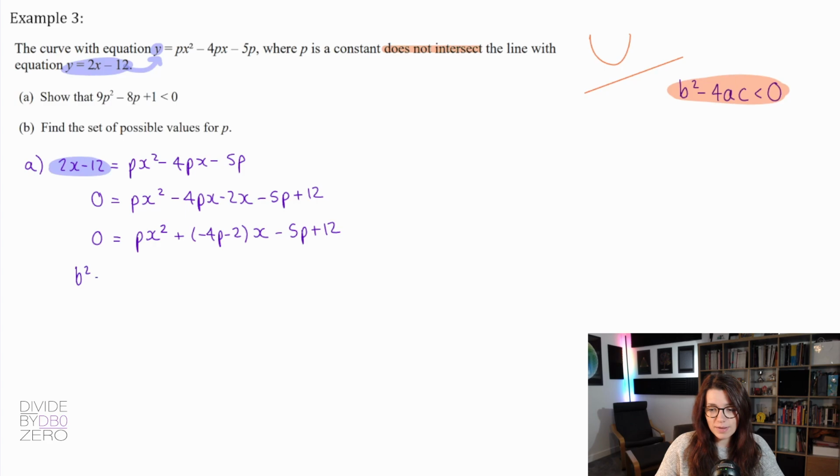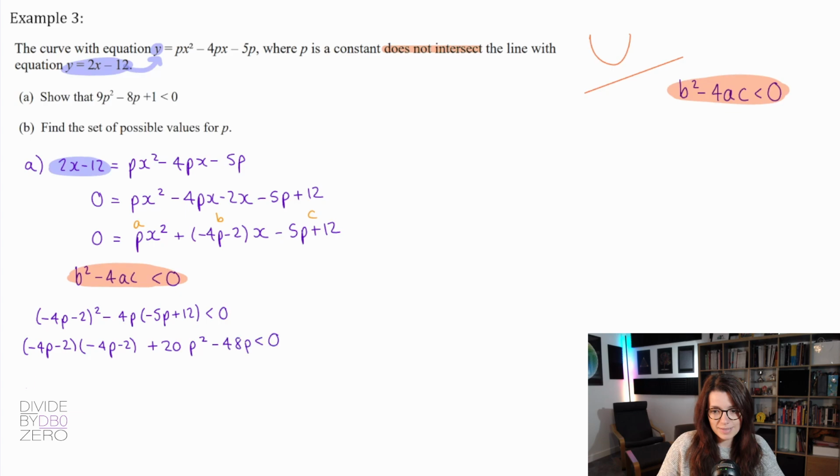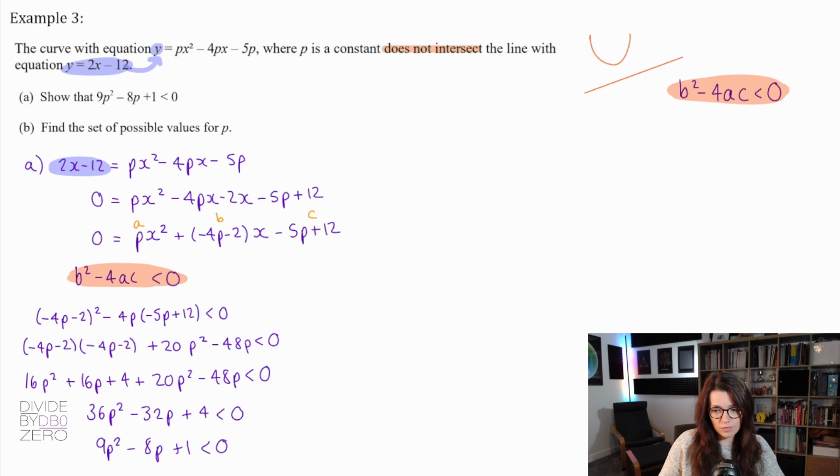We said b² - 4ac, or the discriminant, is going to be less than 0 in this case. So with a as p, b as this, and c as this, that would look like this. Expand and simplify. Tidying up is going to give this. Divide everything by 4 and you get what they're looking for. And then for part B, we're just going to try and solve that quadratic inequality that we just found.